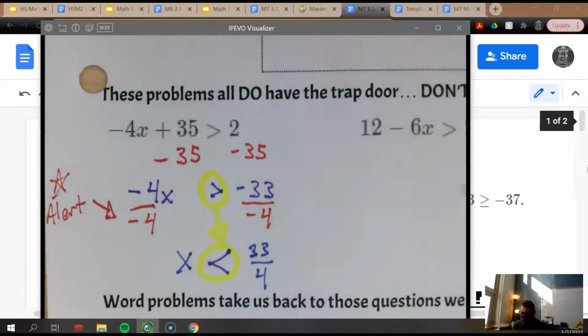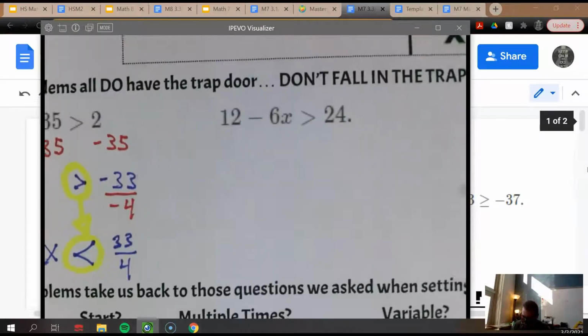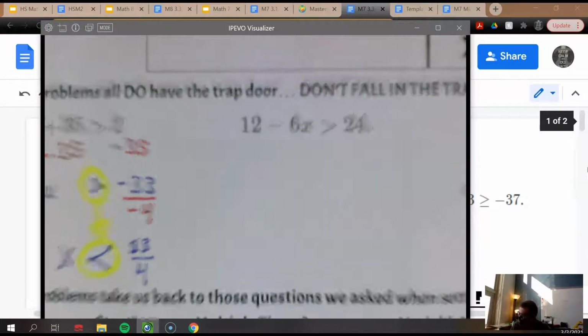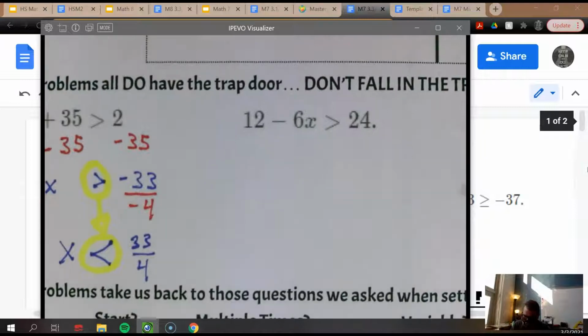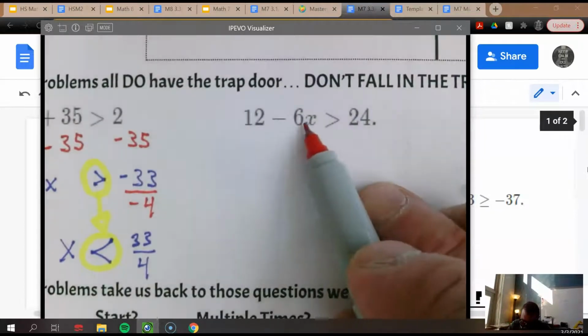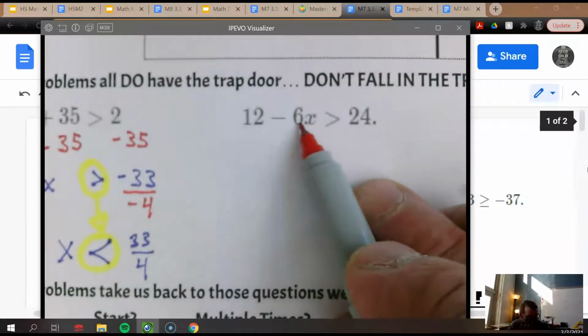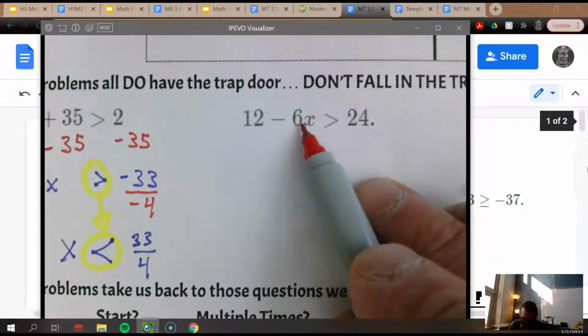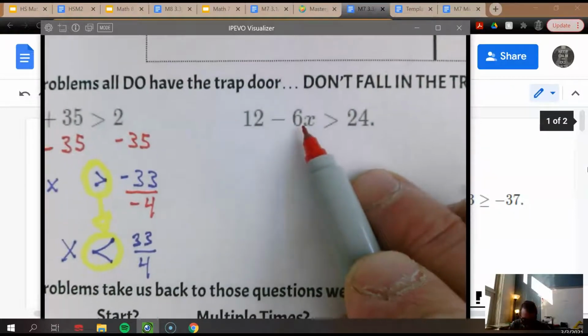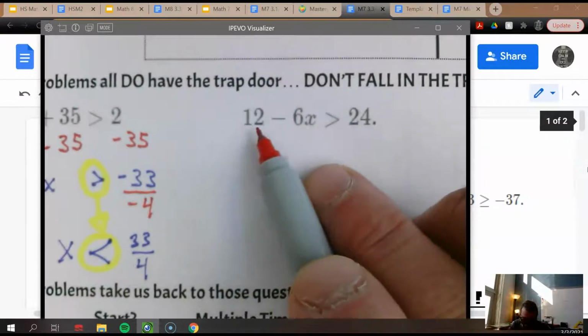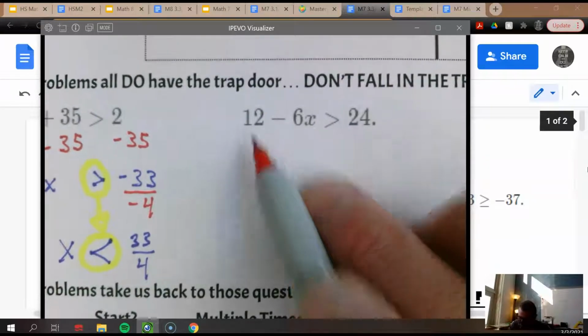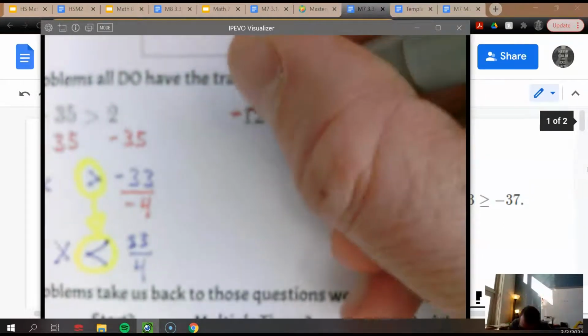Nate, thank you for volunteering. What do I do first in this next equation? Plus 6. We do not, because that negative 6 is multiplying by the x. You fell in the trapdoor. You want to try again, Nate? If it's not the 6 we deal with, it's the 12. How do we deal with the 12? We minus it, because this is a positive 12.